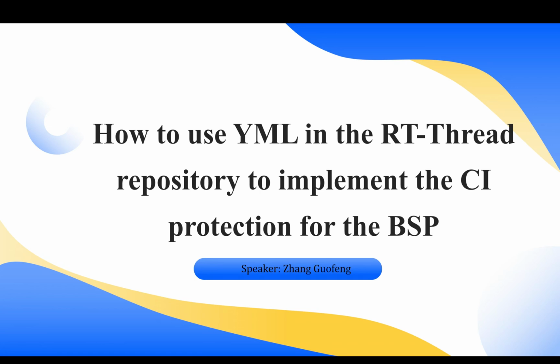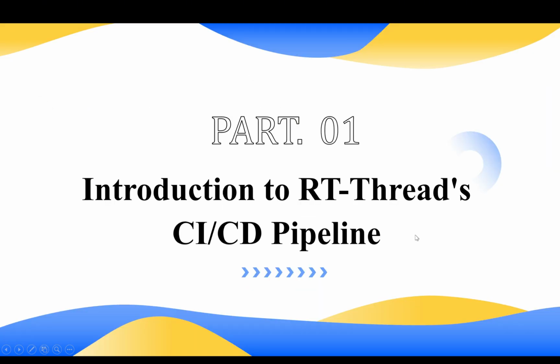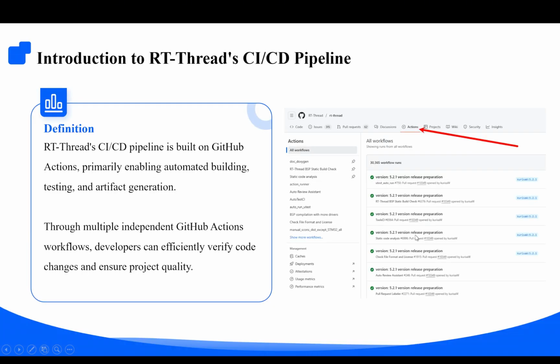In today's sharing, what I'd like to share is how to use YML in the RT-Thread repository to implement the CI protection for the BSP. First, let me introduce the CI mechanism of RT-Thread. The CI mechanism of RT-Thread is mainly based on GitHub Actions. It realizes automated building, automated testing, and product generation. Finally, through multiple independent GitHub Actions workflows, developers can efficiently verify whether there are problems with the code, thus ensuring the project quality.